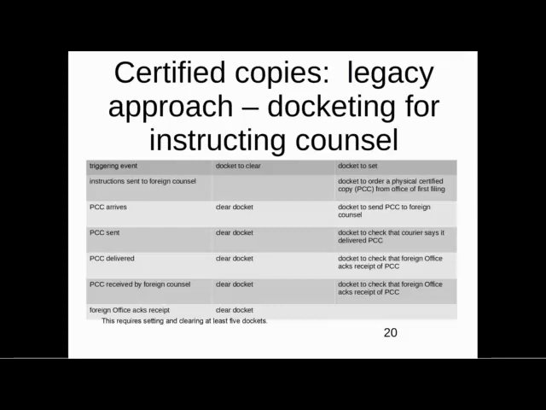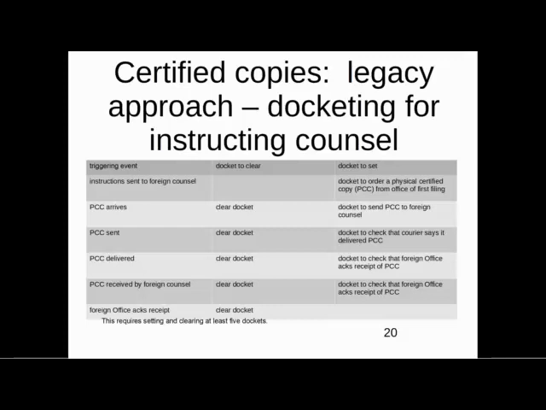Meanwhile, you would have to have set a docket to remind yourself, make darn sure we send it to foreign counsel in the United States. So then you send it to the counsel in the United States, and then you have to set a docket to check to make sure that DHL says they delivered it to U.S. counsel, right? Then once DHL has told you it was delivered to U.S. counsel, you need to set and clear a docket making sure that U.S. counsel admits that, yes, they received the physical certified copy.